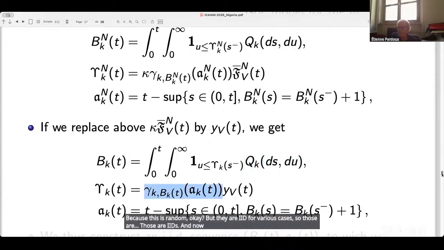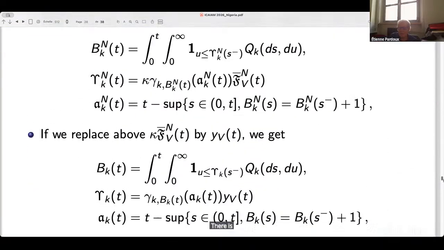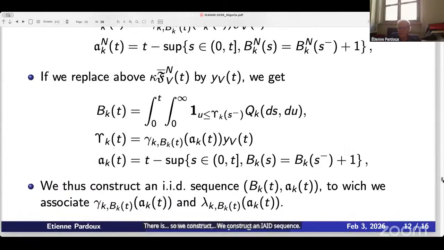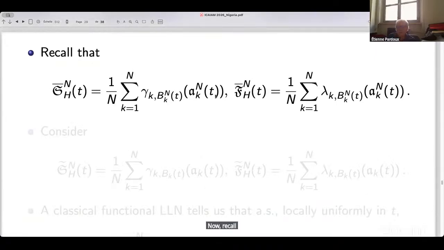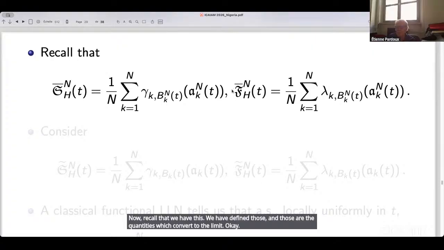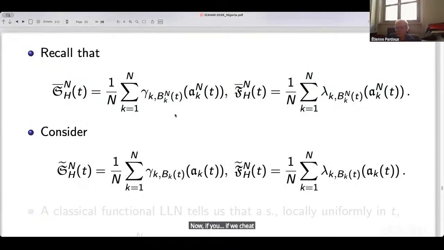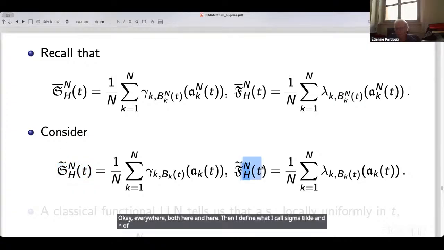And now, so we construct an IID sequence to which we associate those quantities. Now recall that we have defined those, and those are the quantities which converge to the limit. There was a factor kappa inverse, but it's not important. So we are taking the limit in those quantities. Now, if we cheat, we replace the B_n,k, A_n,k by B_k, A_k, everywhere, both here and here. Then I define what I call sigma tilde and h of t, f tilde and h of t.